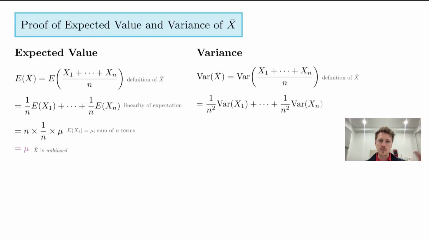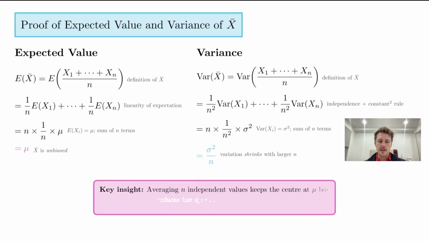What we have here is proof of the expected value and variance of x bar, and remember x bar is our sample that we've taken. The key insight to take away, which is important, is that averaging n independent values keeps the center at mu, so it keeps the center in the middle, but reduces the spread. And so we get a standard deviation of x bar being the square root of the variance.